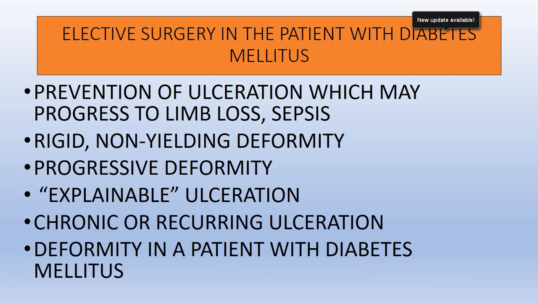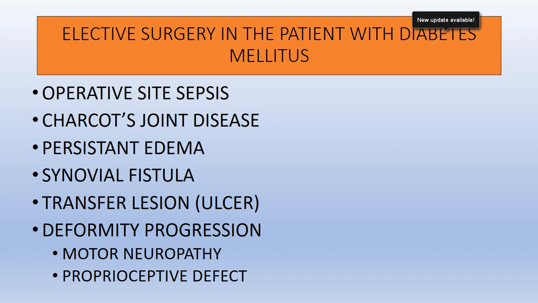diabetic motor neuropathy. We have patients that have an explainable ulceration, meaning we know it's secondary to a bunion or a hammer toe or a hallux limitus with hyperextension of an interphalangeal joint. We can document that the patient has a chronic or recurring ulcer, that we've attempted accommodative and palliative care without success, and that it's a deformity in a patient with neuropathy.